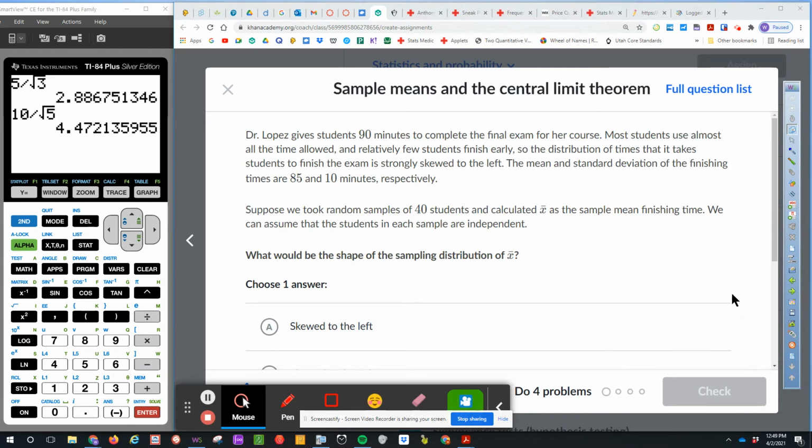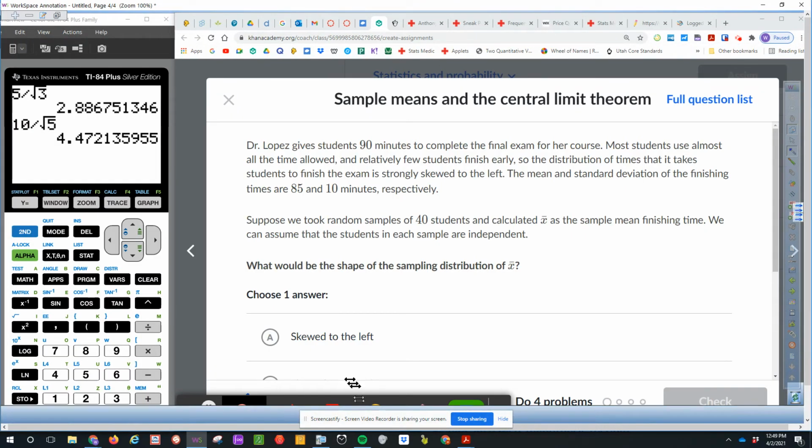All right, Dr. Lopez gives students 90 minutes to complete the final exam for her course. Most students use almost all the time allowed, and relatively few students finish early. So the distribution of times that it takes students to finish this exam is strongly skewed to the left. So what does that mean, skewed to the left? That means the people on the left side are screwed. So this is what a skewed left distribution looks like, okay? Strongly skewed to the left because very few people finish the test early. Most of them finish right at the very end, right?